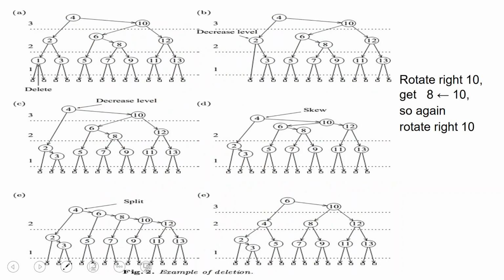Here is an example of deletion. Here is an AA tree, and we're going to delete 1. After we delete, we go back to the root. The first node that we encounter is 2, and we call decrease level.